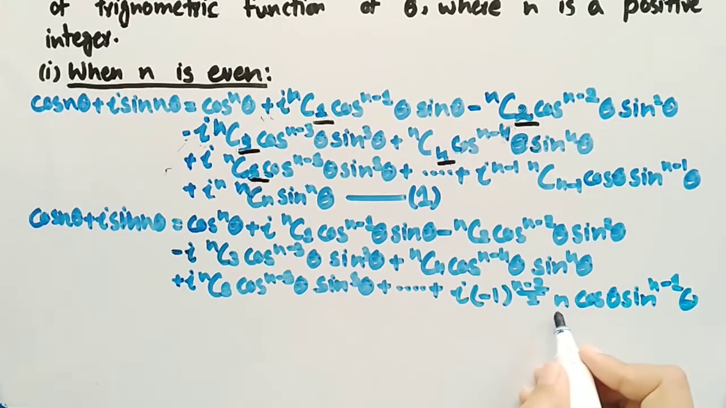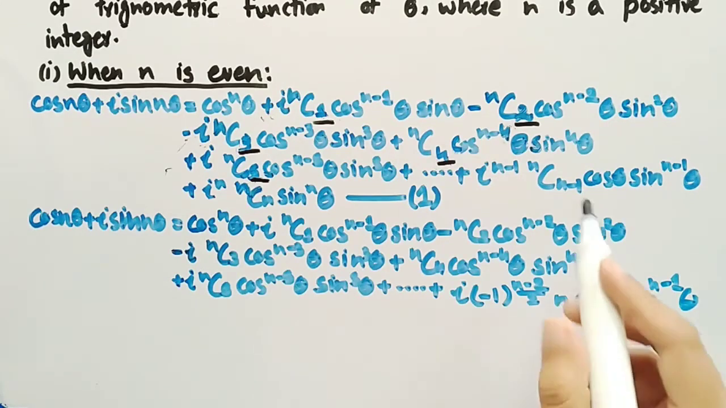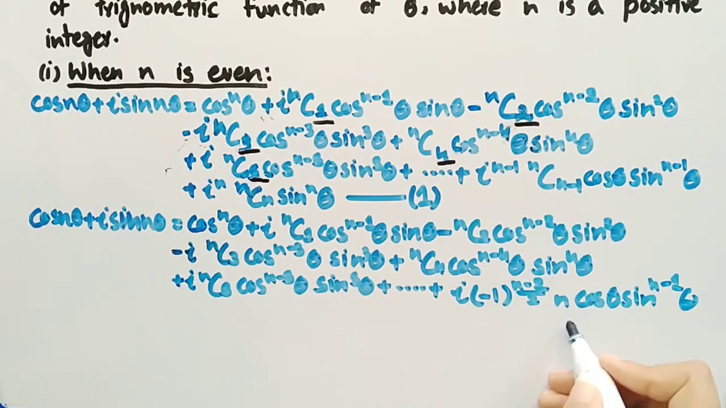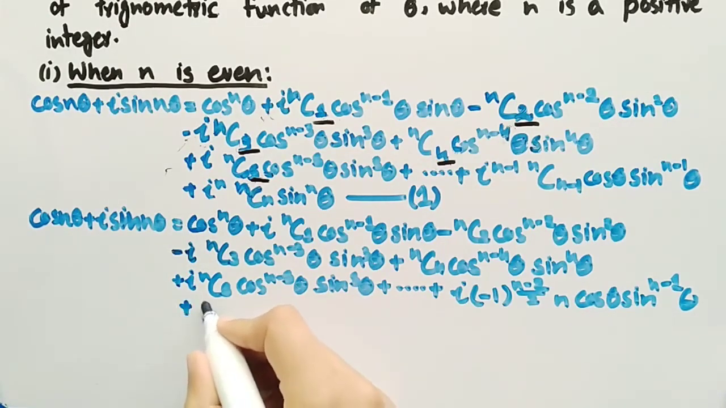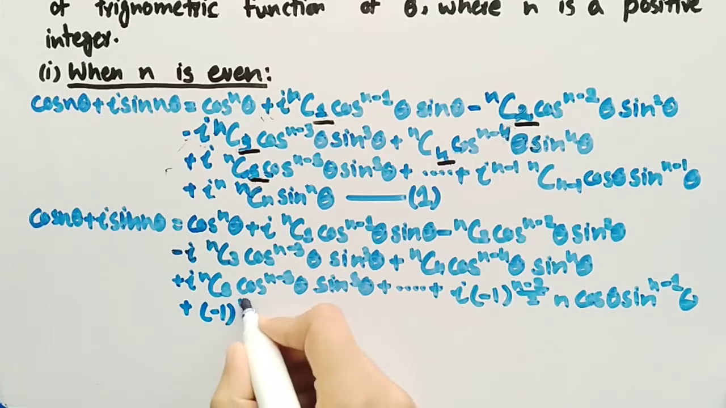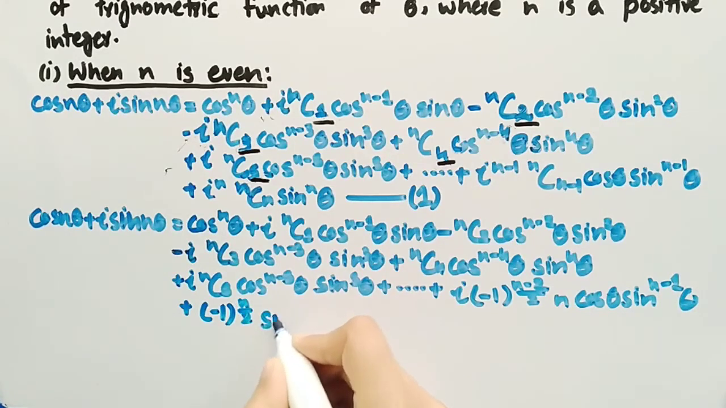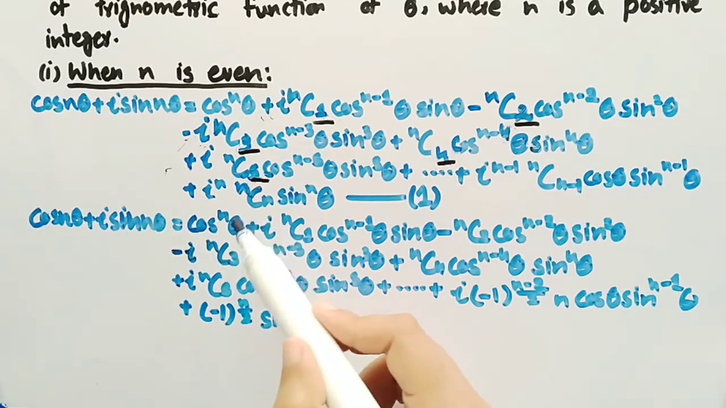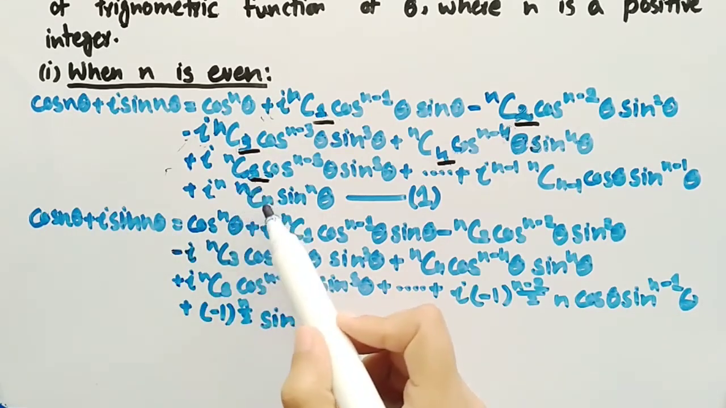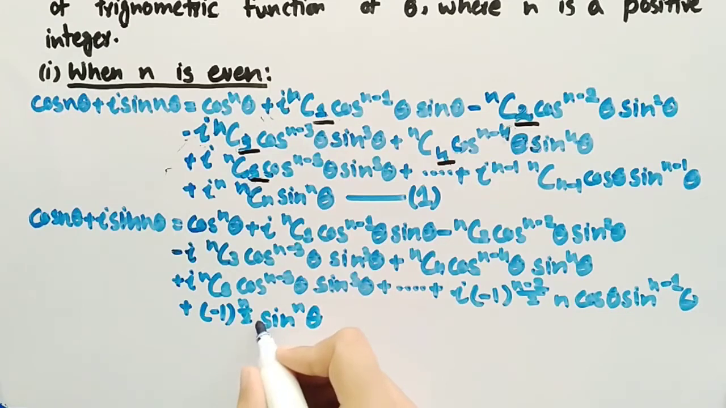Here this n is calculated by the formula that I have written for nCr in the start. nC n minus 1 is equal to n by that formula, plus minus 1 raised to power n by 2 sine raised to power n theta. And by the formula for nCr, nCn is equal to 1, so we have not mentioned it here.